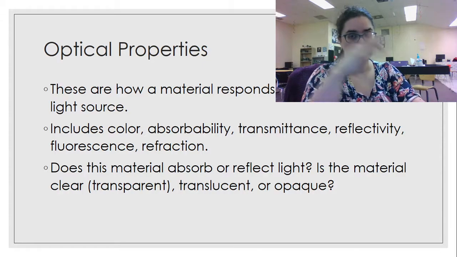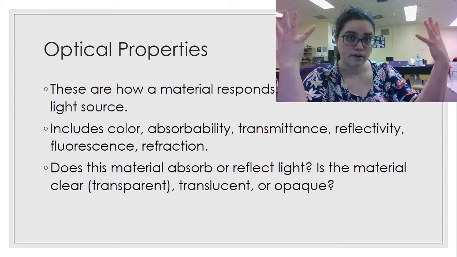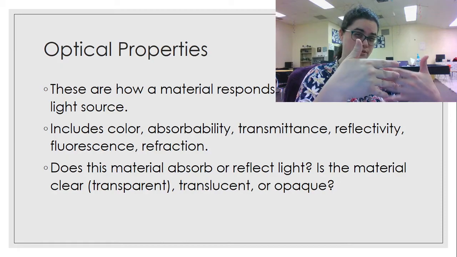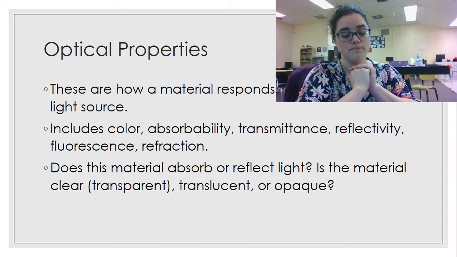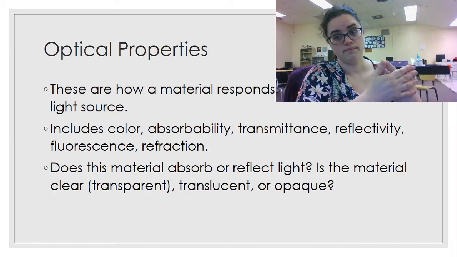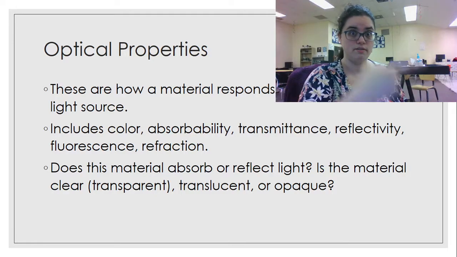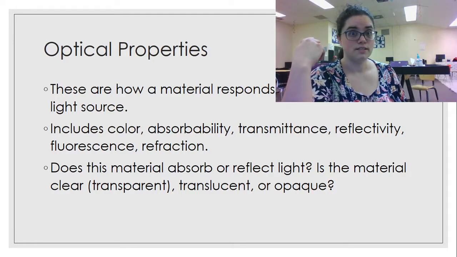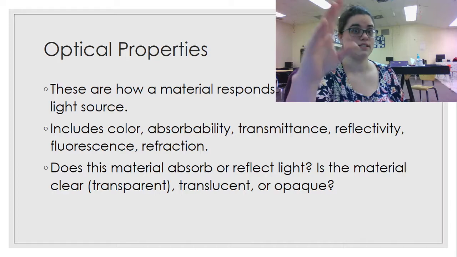Transmittance, how much light does it let through? Is it completely transparent? Is it just translucent? You can kind of see through it if it's enough light. Or is it opaque, completely hard to see through? Reflectivity, does it bounce light off of it at all? Fluorescence, does it glow? And refraction, which has to do with does it bend light?